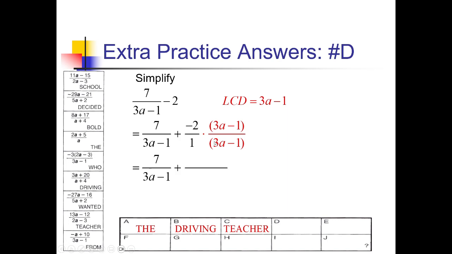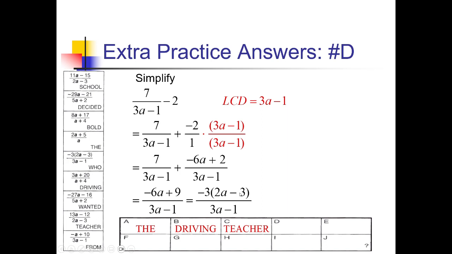So keep going here. First fraction doesn't change. Next fraction, we can distribute that negative 2 now. That's going to be a minus 6a plus 2 all over 3a minus 1. Combining like terms with this common denominator, negative 6a doesn't need to combine with anything. 7 plus 2 gives us 9. And now checking here, I can take out a negative 3 from both of these terms. So that leaves me with 2a minus 3.